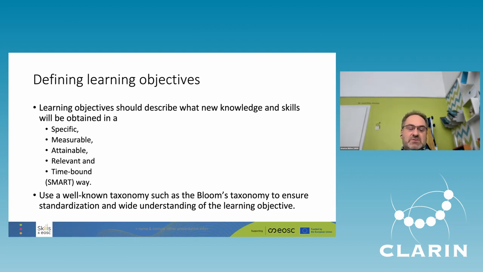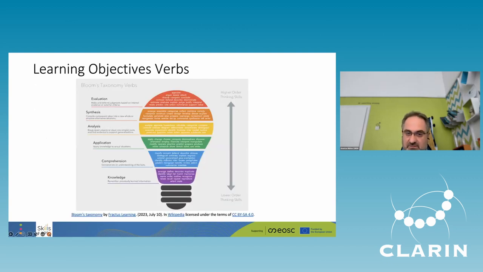It's important that we use the SMART approach in describing the new knowledge and the skills that will be obtained by this training. By SMART, we mean that all the learning objectives will be very specific, quite easy to measure, attainable, so they will stick with the learners, relevant, and of course, time bound. If you take the first letters, it spells SMART learning objectives. There are helpful tools that can help you to define these learning objectives. We have opted for Bloom's taxonomy to ensure that we have a standardization and a wider understanding of the learning objective. And Bloom's taxonomy can be quite helpful.